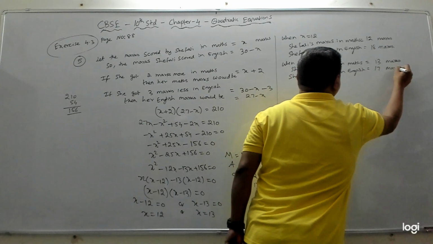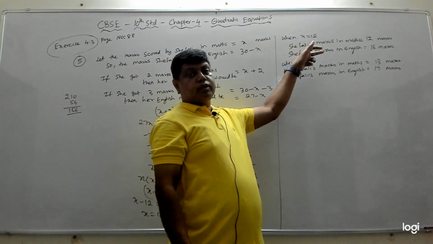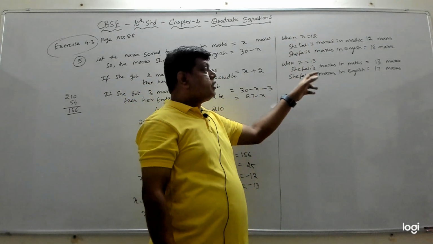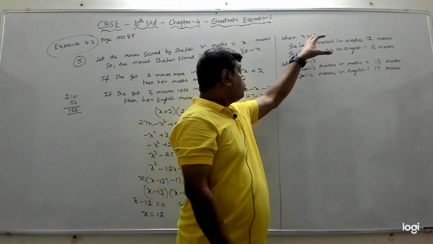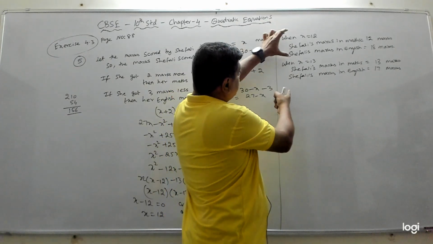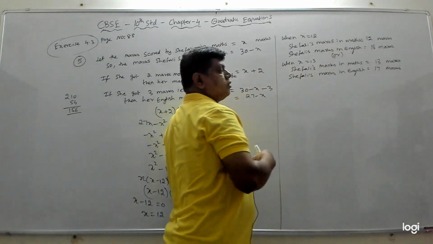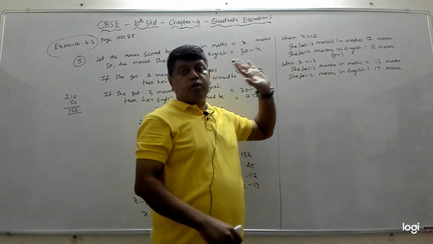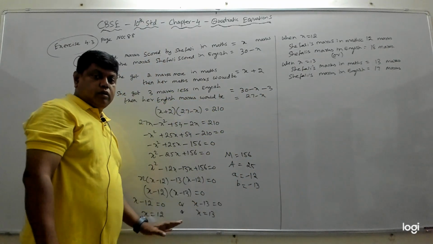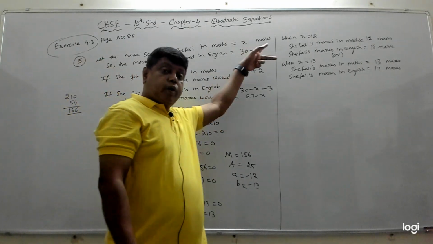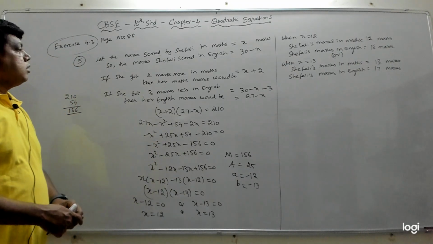So either she has got 12 marks in math and 18 in English, or she has got 13 marks in math and 17 marks in English. So both are the answer. The answer could be either this or this. So you have to write both. So both the answers are possible, right? Whenever your x is a valid value, then it will have two cases. You have to write the answer for both. Fine. So this is how we do this.